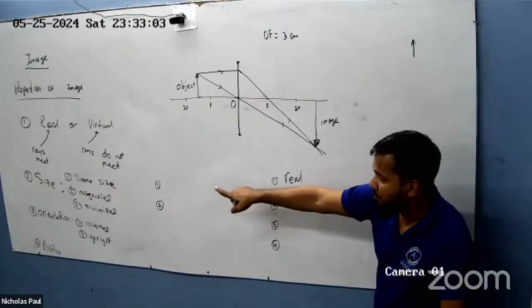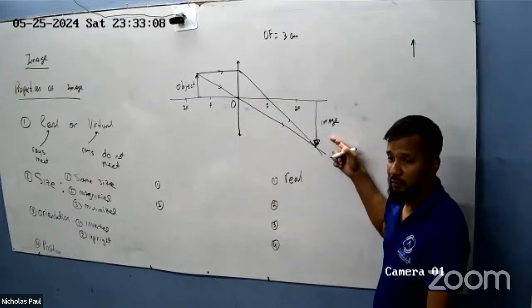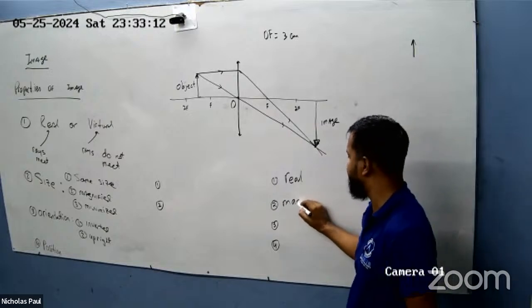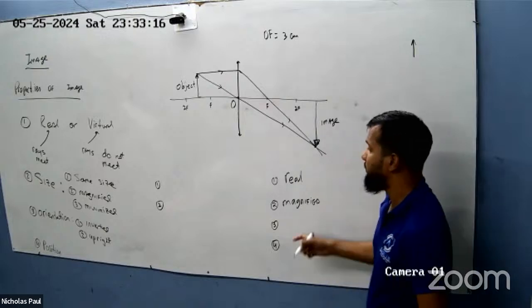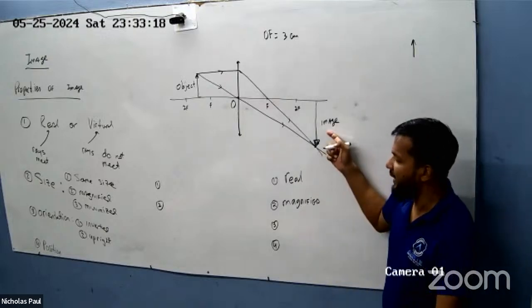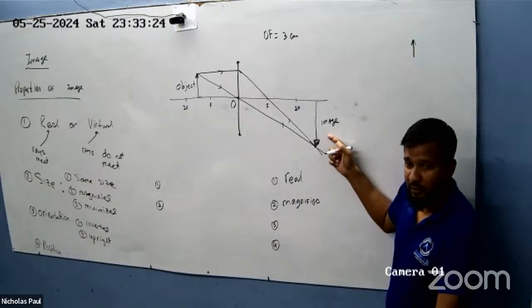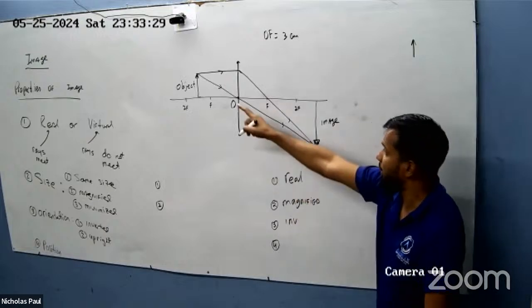Is it the same size, magnified or minimized? How does it look? Magnified, eh? It looks larger. It looks magnified. Third thing. Is it inverted or upright? Annalie? Inverted or upright? Inverted. Right? Look at the object, look at the image.